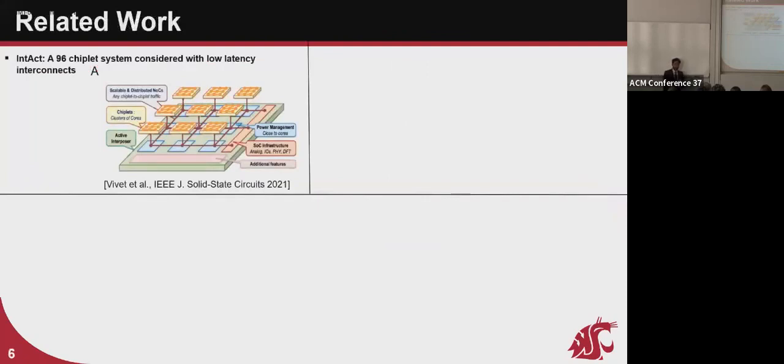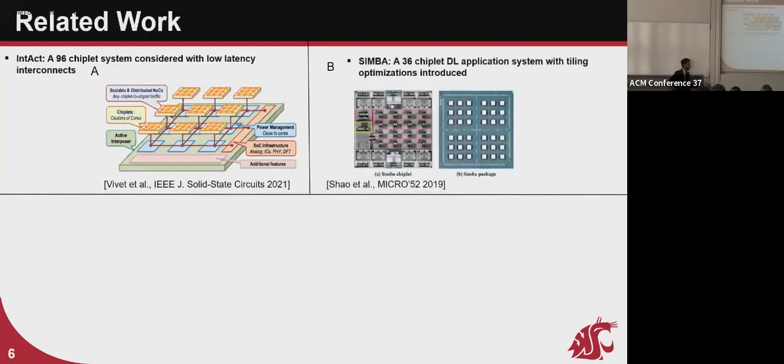There has been related work in this field, starting with Pascal Vivet's work called Intact, which is a 96-chiplet system which put the baseline for lower latency interconnects. Next was a joint contribution by Stanford and NVIDIA called Simba. Simba is a 36-chiplet DL application system, which introduced tiling optimization in the first place, where they were creating this application-specific NOI on the 2D mesh.